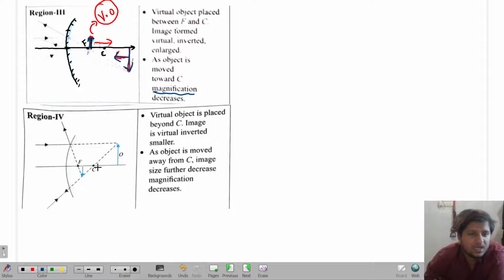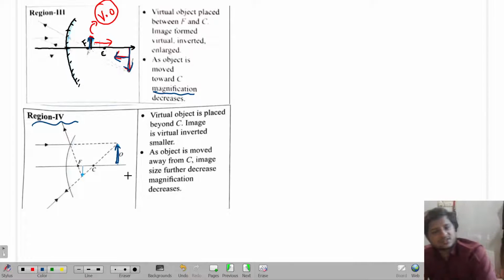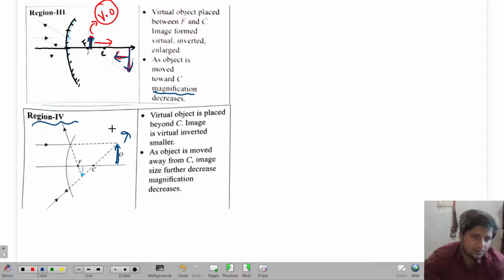Understood, sir. Now, the last case, one of the most crucial cases, that of region 4. If I place the object beyond the center of curvature, what happens? Your first virtual image has been created beyond the center of curvature of the convex mirror, which is treated as a virtual object. So if you have a virtual object beyond the center of curvature for a convex mirror, what is going to happen? Again, similar concept, the image will be formed between the focus and the center of curvature.